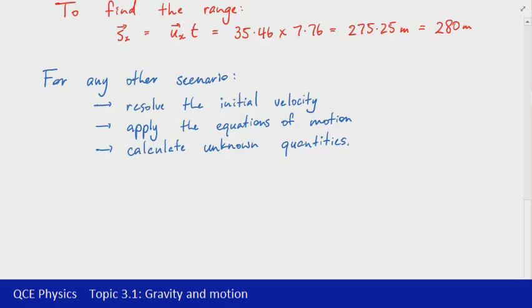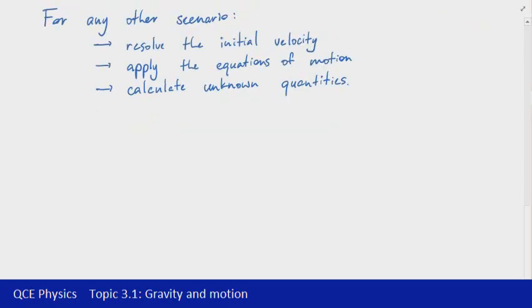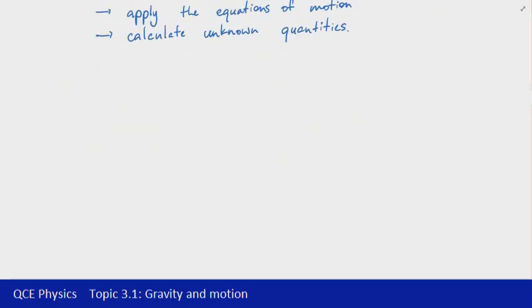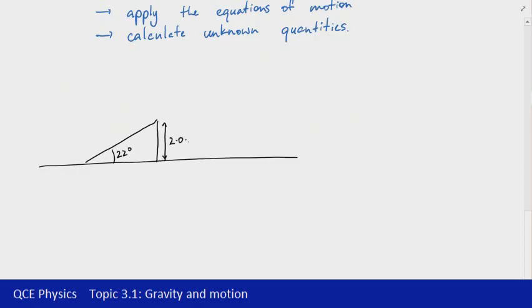So to give an example of that, let's have a look at one last scenario. And in this case, we'll have something along the lines of a ramp that's at an angle of 22 degrees to the horizontal. The ramp has a height of 2 meters. And off the top of that ramp, we're going to have some sort of stunt person riding say a push bike or a motorbike or something or other that, let's go a push bike.